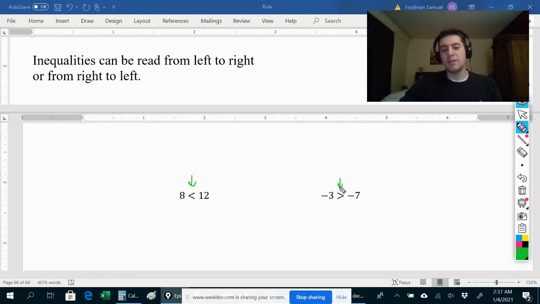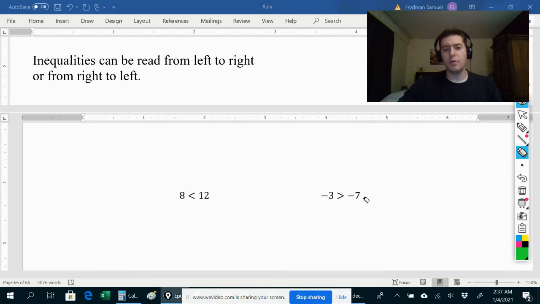So I don't like calling this the greater than symbol, because if I'm reading it from right to left, then I would actually say less than. I wouldn't say greater than, okay? Because reading it from right to left, I hit that point first. So these are both true statements, by the way.